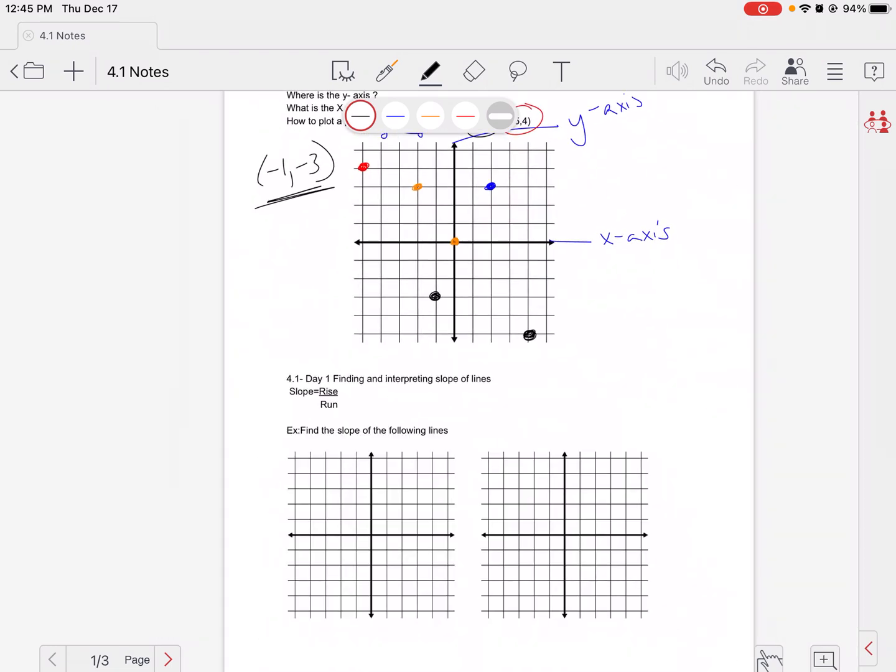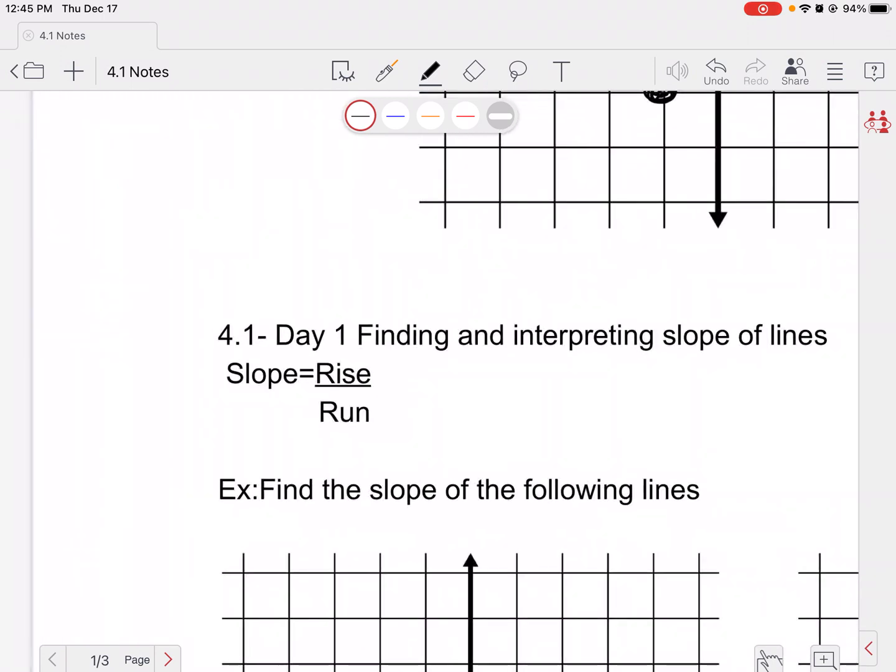So we're going to really talk about slope today, and slope has two R words that are really important. Slope is rise over run. So it's very, very important. I would star that, make sure you know it. Our two R words are rise over run. I'm going to give you some lines, and we're going to practice finding the slopes of them.